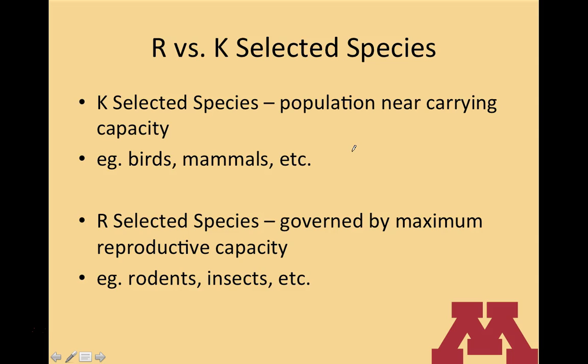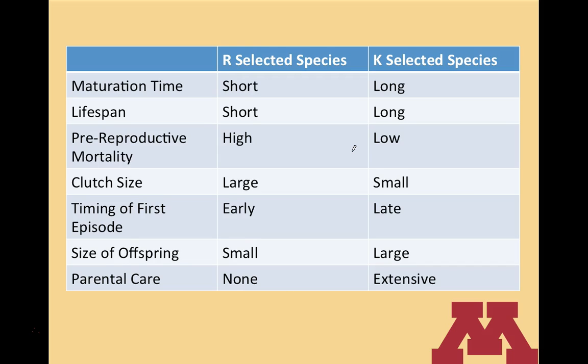Okay, so we are going to talk about R and K selected species. The K-selected species are those whose population is near the carrying capacity, for example birds, mammals, and so on. On the other hand, R-selected species are those that are governed by the maximum reproductive capacity. We have rodents and insects, for example.